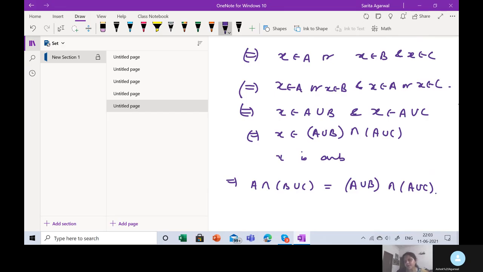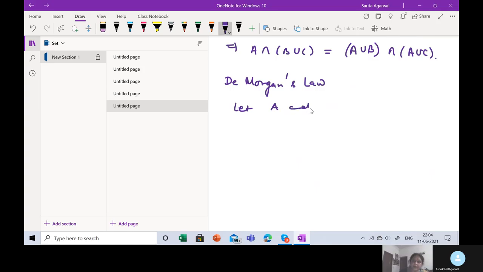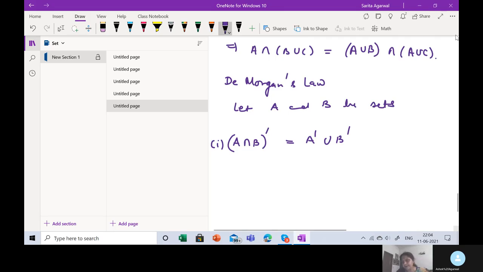Now we are coming to De Morgan's law. These laws were introduced by De Morgan. So let A and B be sets. Then (A intersection B) complement is A complement union B complement, right? So we see this through the Venn diagram.